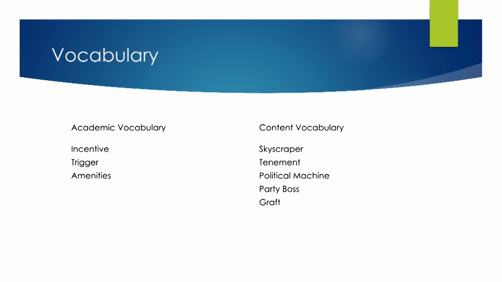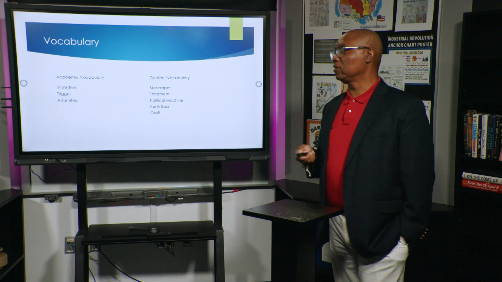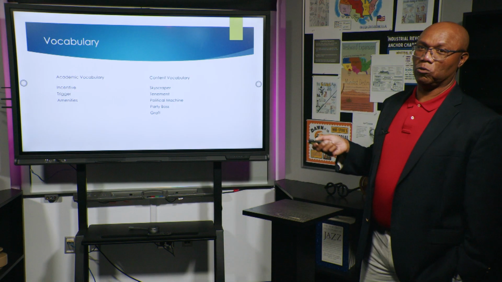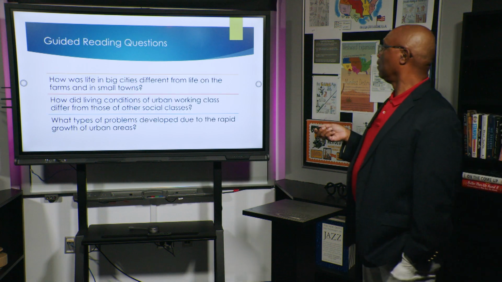Academic vocabulary is incentive, trigger, amenities. Content vocabulary will be skyscraper, the tenement, the political machine, the party boss, and graft. So we'll move on today, and we'll try to give you some ideas about what it was like living in American cities in the 1800s and the turn of the 20th century.